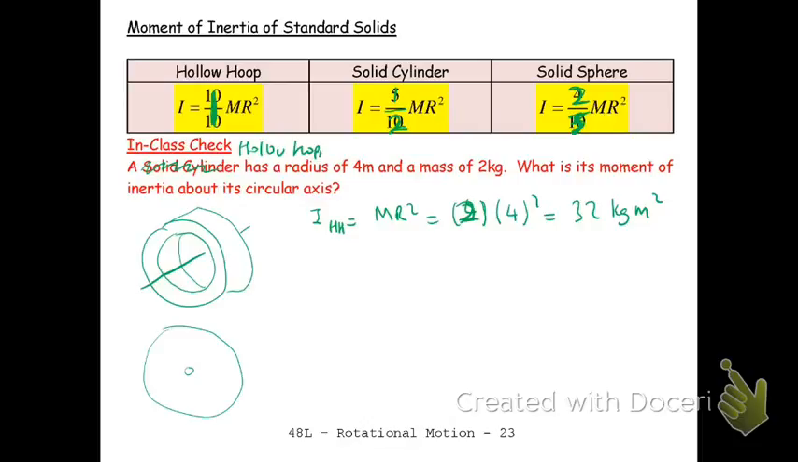So we see that it works out a number. It's 1 mr squared, 1/2 mr squared, 2/5 mr squared, depending on the shape.